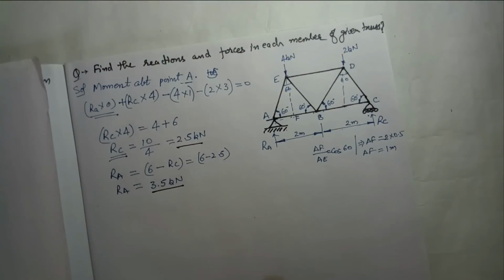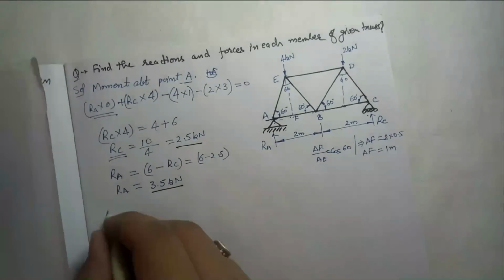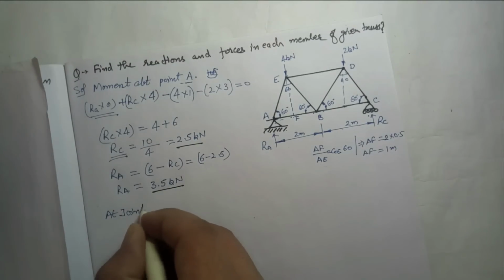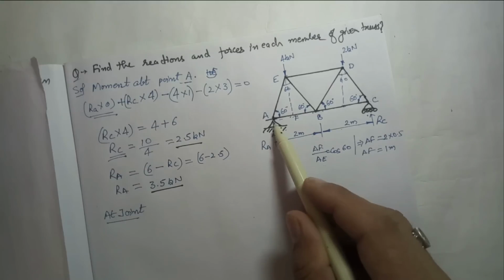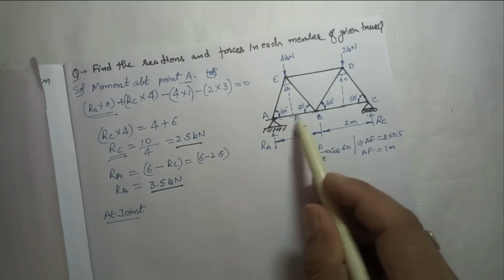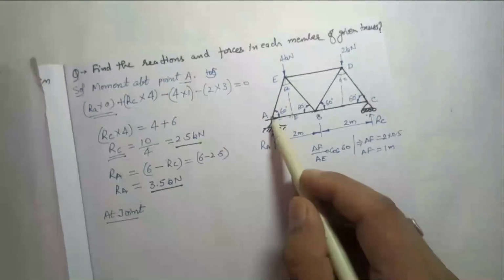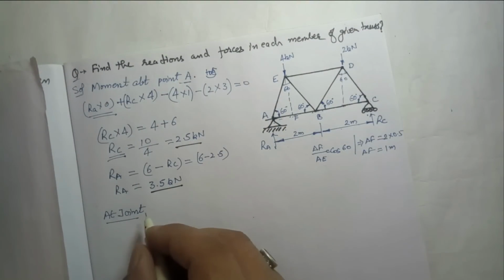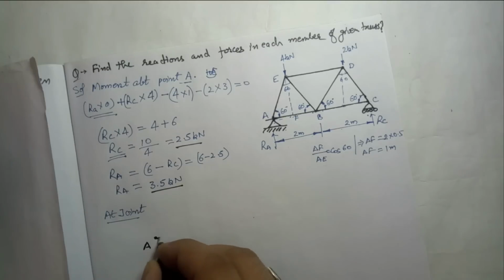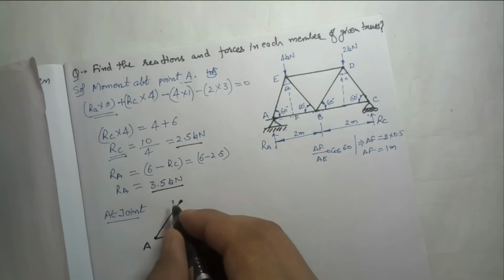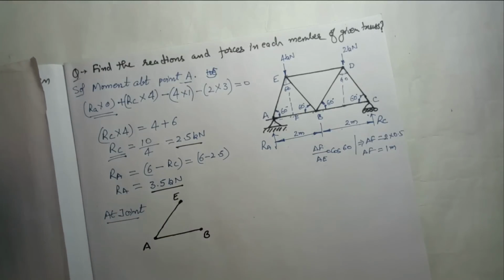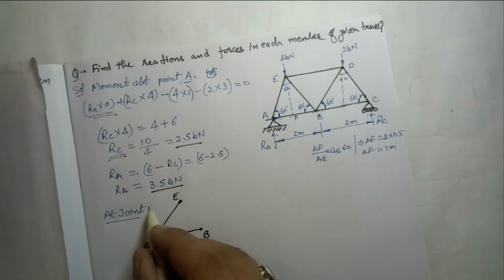So this is the first step done. Now we will take all the joints separately. I have told you to always start with the joint which has a maximum of 2 unknowns. If I take A, the RA value we know, we don't know the value of this or this. So you can start with A. Joint A has the AB member and the AE member. Always take the members which are joining at that given joint, at joint A.